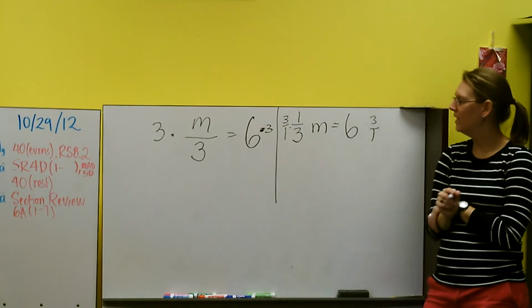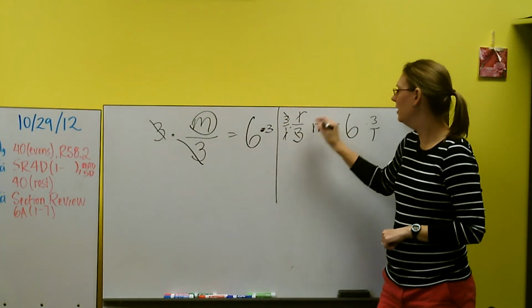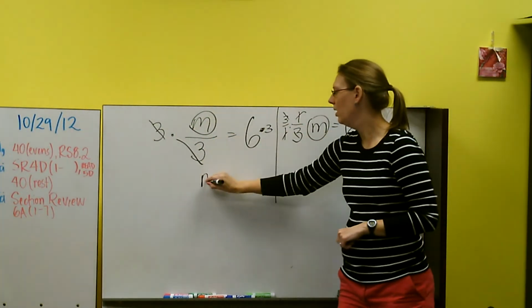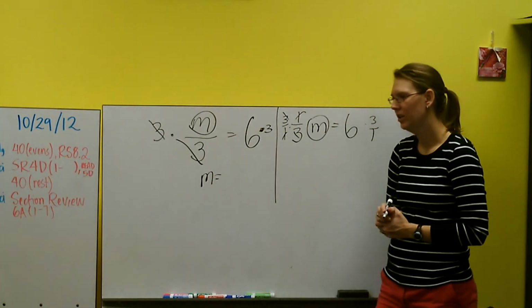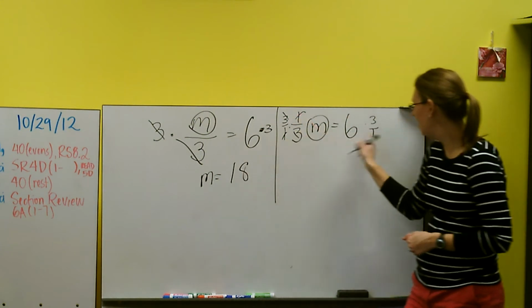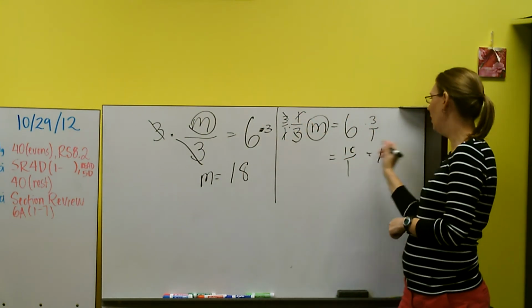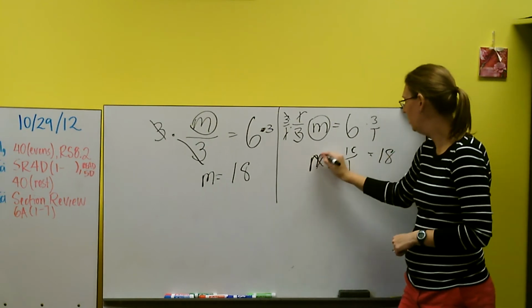Yes, I heard a yes. These 3's cancel, we're left with just m. These ones cancel, we're left with just m. So m is going to equal what? 18. Beautiful. Same thing over here, right? 6 can be 6 over 1. We said that could always be written. Whoops. Not x. So m.